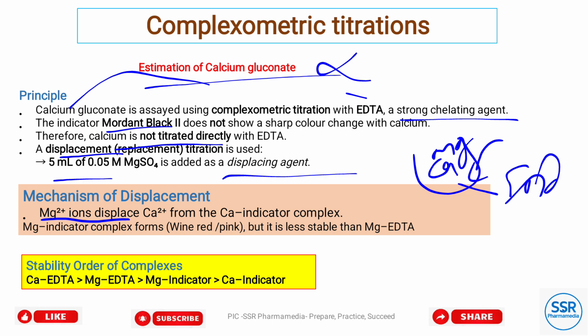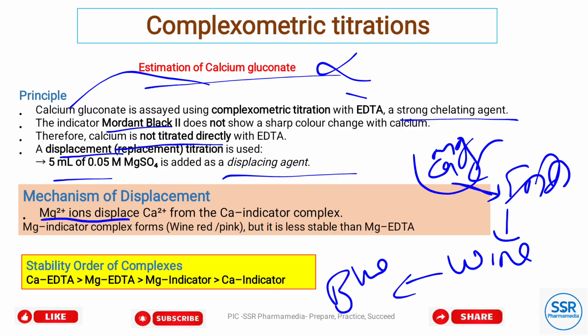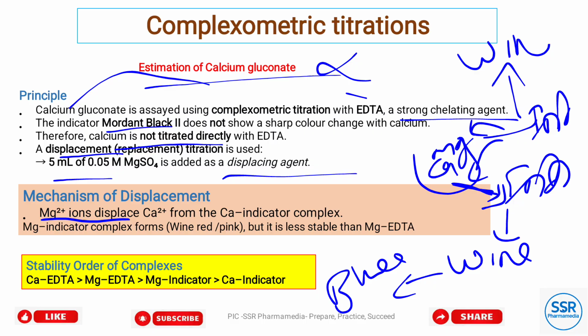So calcium will not react with the indicator, because when the indicator initially reacts with the metal ion, it forms wine red color. So that wine red color changes to blue color. This is our end point. When we are using calcium, the indicator complex will not form, so we are adding the magnesium ion. So the magnesium and indicator form a complex. This makes the solution wine red. So wine red, that means color change.